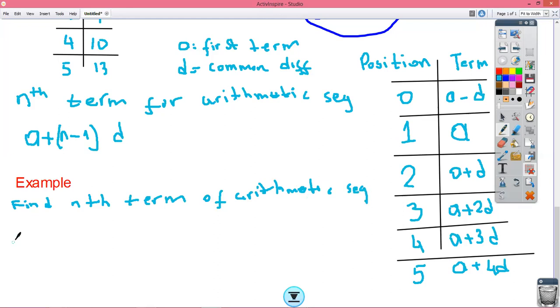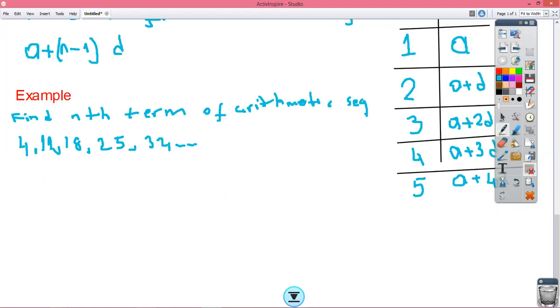Arithmetic sequence: 4, 11, 18, 25, and 32, and the sequence goes to infinity. Now find the nth term of the arithmetic sequence.